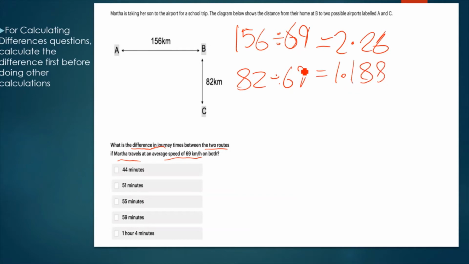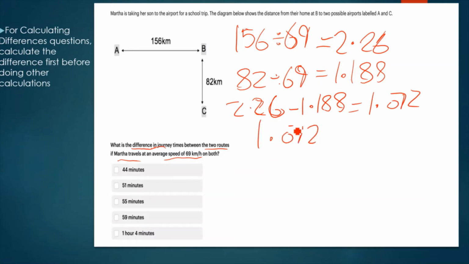And then they would find the difference, which will be 2.26 minus 1.188, which would give 1.072, and then they would find the time by multiplying that by 60 to get the time in minutes, which would be 64 minutes, which makes the last one the correct option. But by doing this, you wasted so much time.